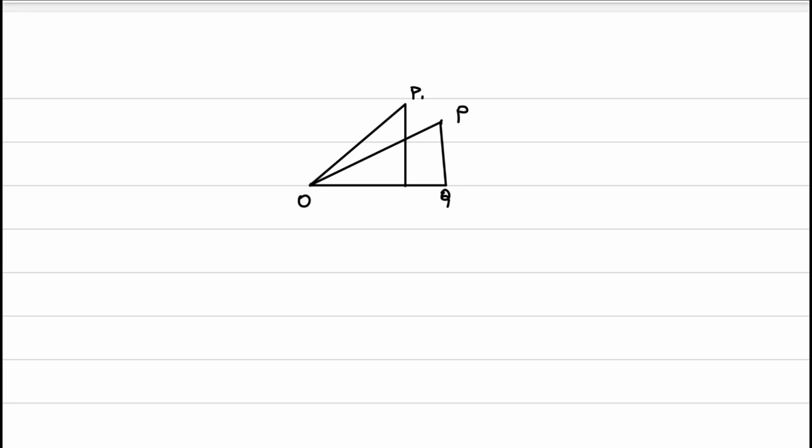This is P1, this is Q1, and the third point is like this. This is Q2, this is P2. For OPQ, the angle is theta. For OP1 Q1, the angle is theta 1. And for OP2 Q2, the angle is theta 2.